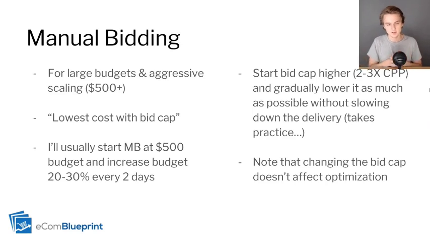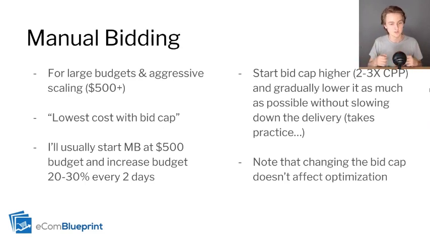Now, the last thing I want to talk about in this presentation is manual bidding. So manual bidding is great for large budgets and aggressive scaling. So when you really want to scale aggressively, usually I'll recommend having a budget of at least $500 a day or more to use manual bidding. Now, in the Flex Posture case study, I was using manual bidding with budgets of $200 a day. And I don't do this anymore because I've realized that it really doesn't make a difference.